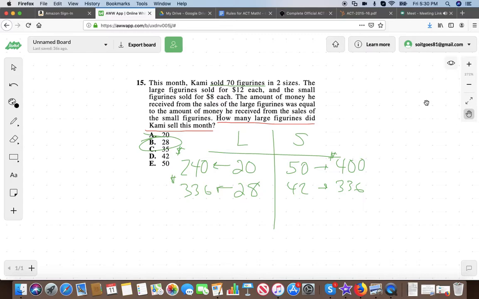Always. Is it A? No. Is it B? Yes. If we had extra time to go back and confirm, C, D, and E aren't going to work. Logically, 50 is not going to work for the larger ones. It's got to be less than half, because if the large ones are more expensive, it's got to be less than half. For the large figurines, it can't be C, D, or E, just logically. Those are the terms you want to think in. These are real world questions. It has to work in the real world.